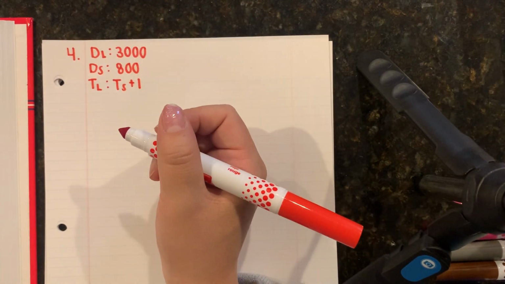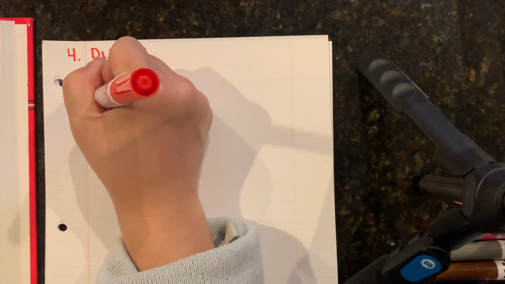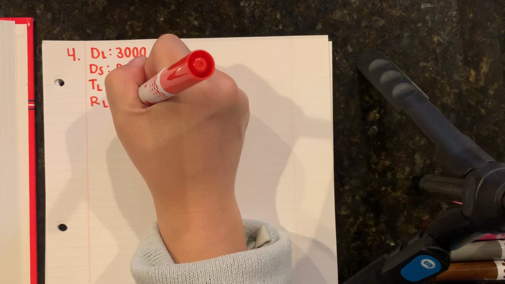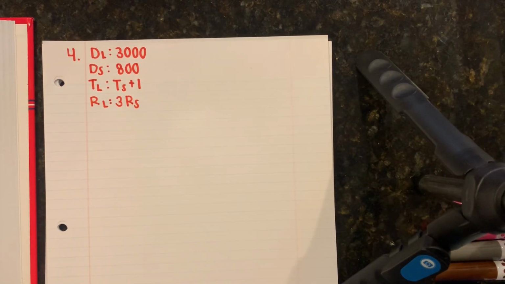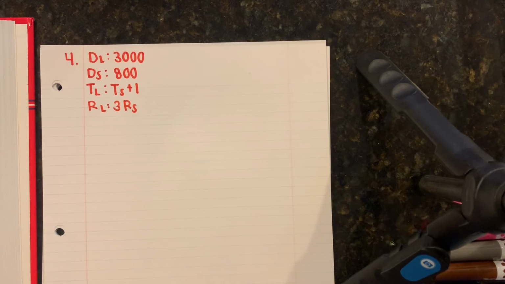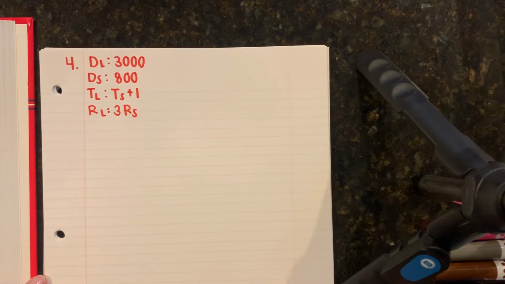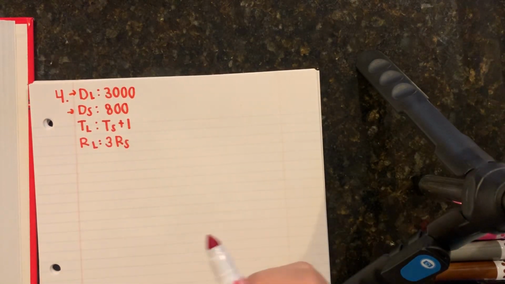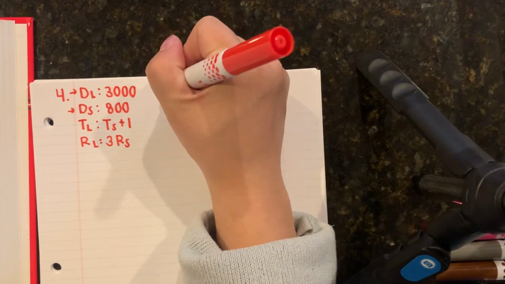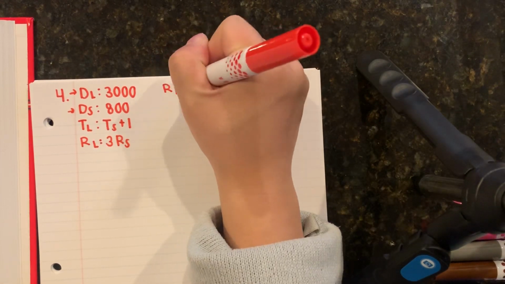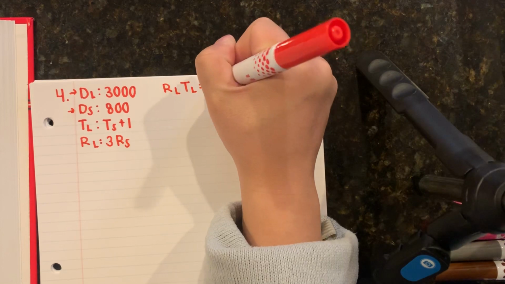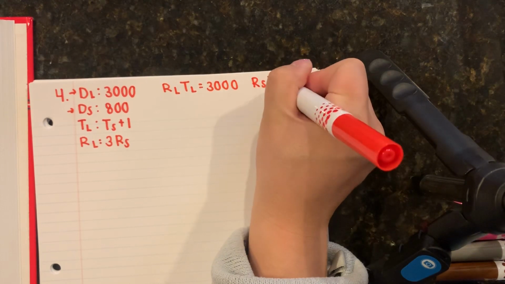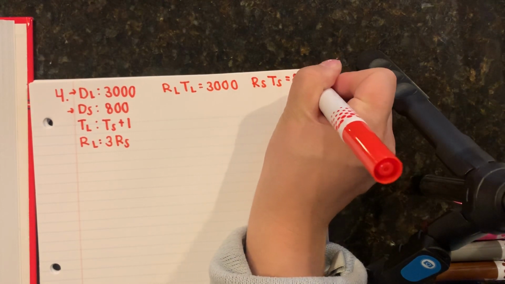And then it talks about the rate. It says the rate of the large plane, so RL, was 3 times the rate of the small plane. So now what we're going to do is we know our formula for distance. Our formula for distance is rate times time. So I'm going to change both of these equations here. Instead of distance, it is equal to rate times time. So it would be RLTL equals 3,000 and RSTS is equal to 800.